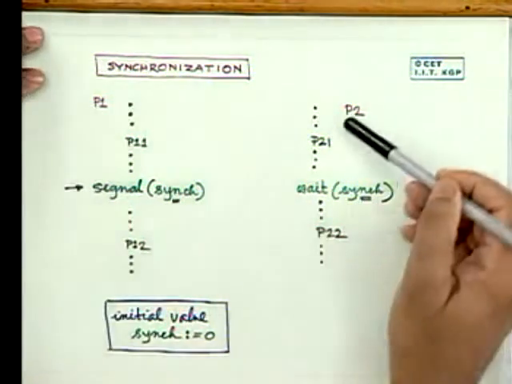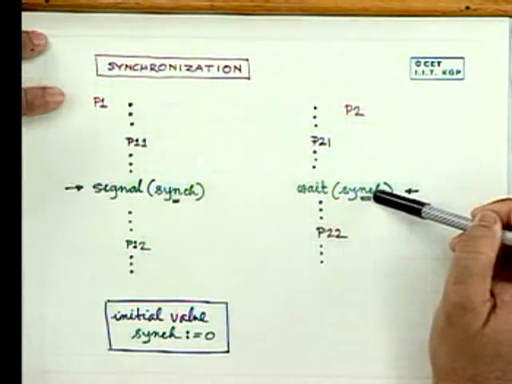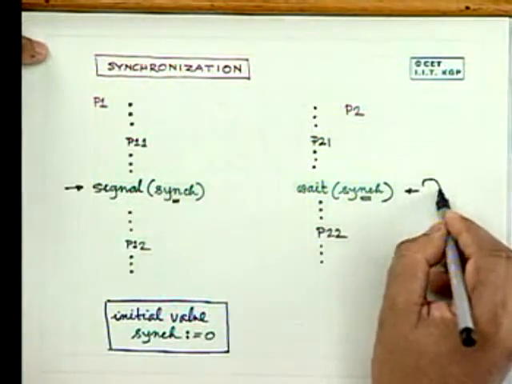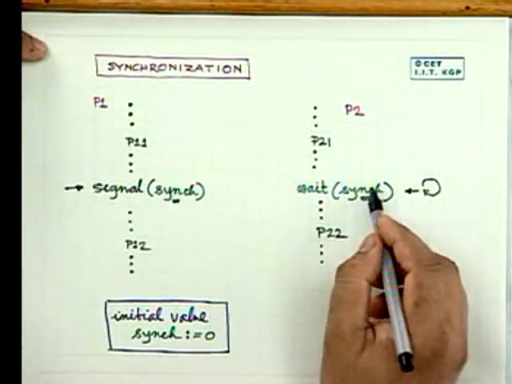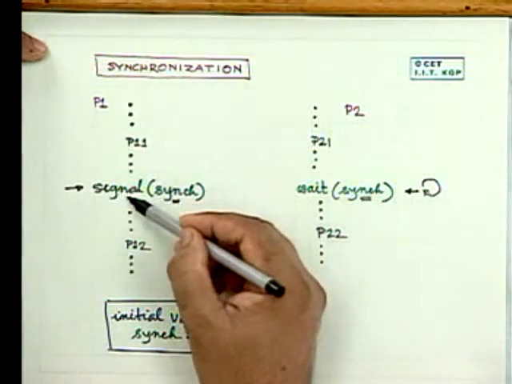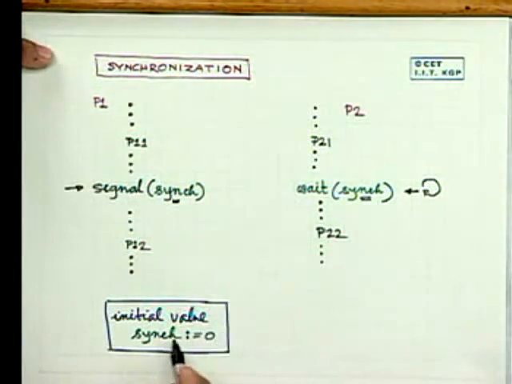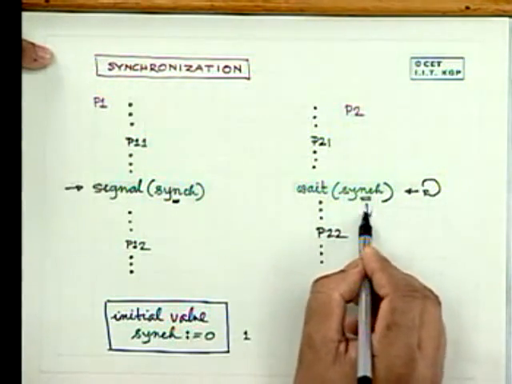If P2 reaches this wait sync before P1 reaches signal, then P2 will spin lock here. It will find the value to be 0 and will spin lock. On P1 reaching the signal point, it will execute signal sync. Therefore, the sync value will be incremented to 1, and then P2 can proceed from this point onwards.